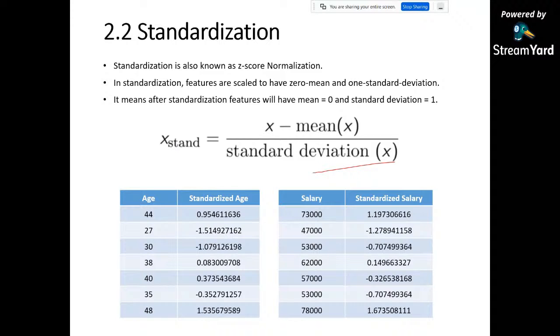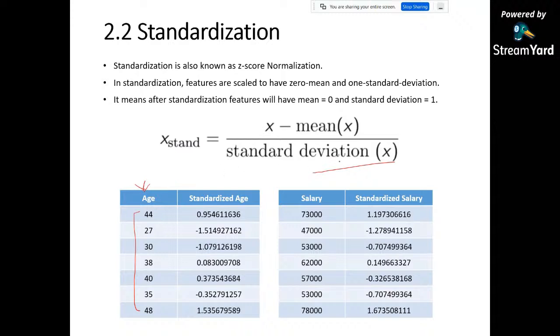If we talk about the age column, to get the standardized value we need the mean. First calculate the mean of these values. Mean is nothing but the sum of those values divided by the number of values. 1, 2, 3, 4, 5, 6, 7. There are 7 values. Just sum all these values and divide by 7, and you will get the mean value.